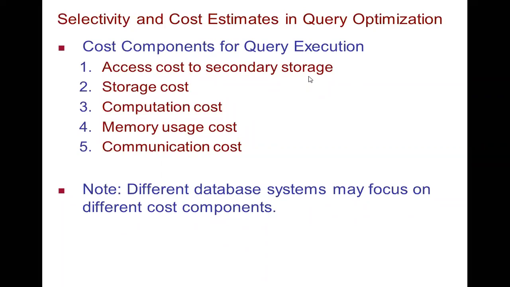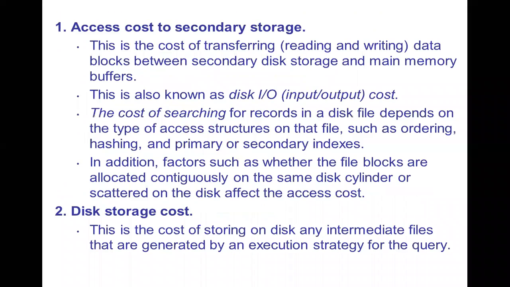So for that also you can just calculate some kind of the resource utilization. Okay, so now let's discuss one by one elaborately. The access cost to the secondary storage. This is the cost of transferring, reading, and writing data blocks between secondary disk storage and the main memory buffers.